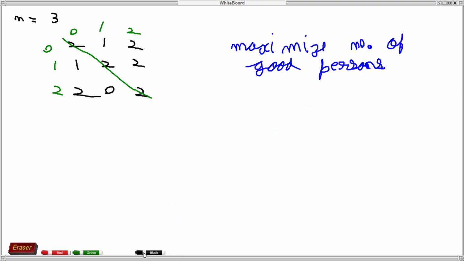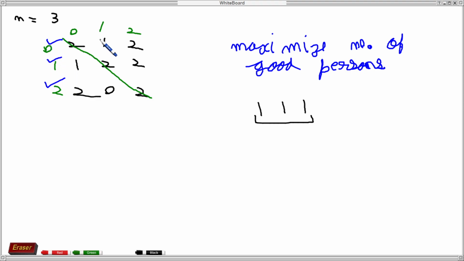So let us assume that all of the persons are good. Means we can assume that the zeroth person is good, the first person is good, and the second person is also good. Now, if the zeroth person is good, then it will always tell the truth. If it is saying that the first person is a good person, so we can assume that the first person is also good. These all persons are good.